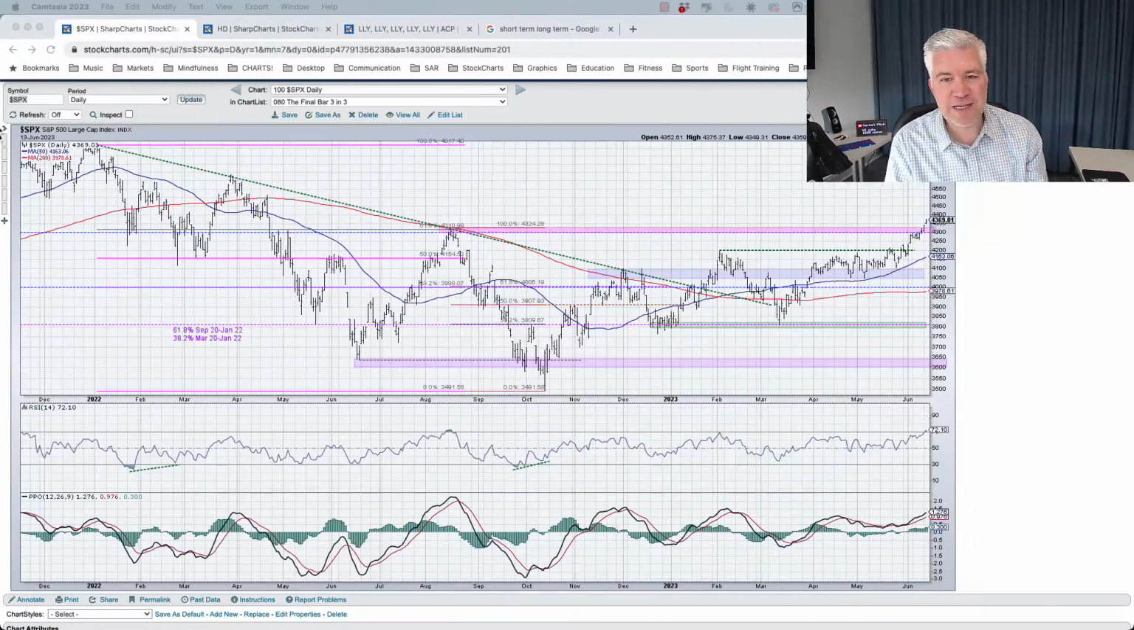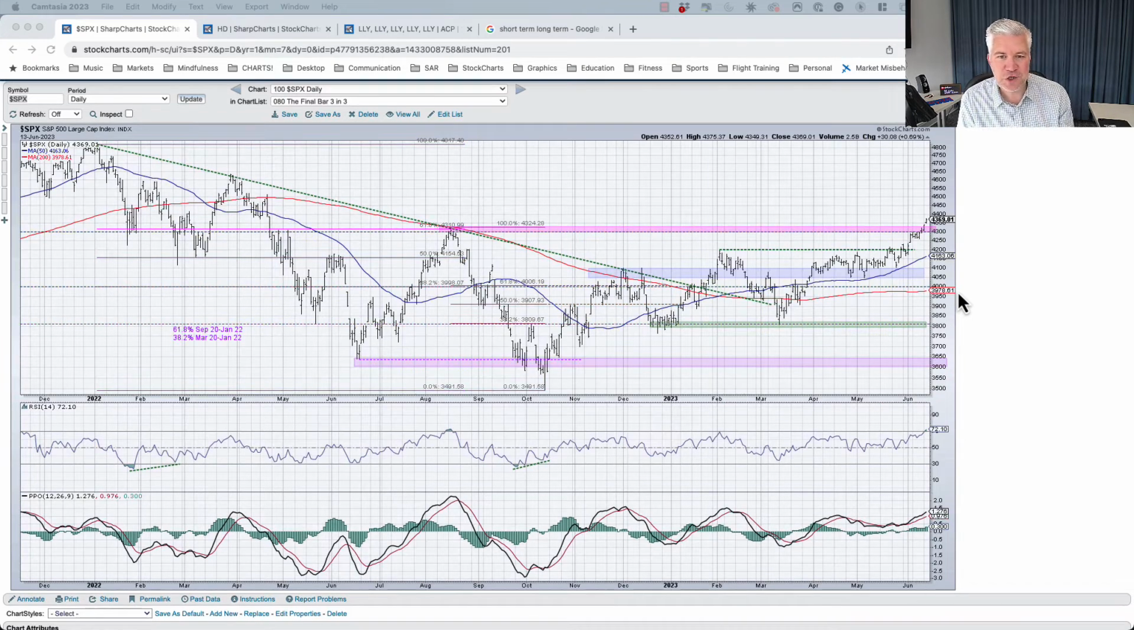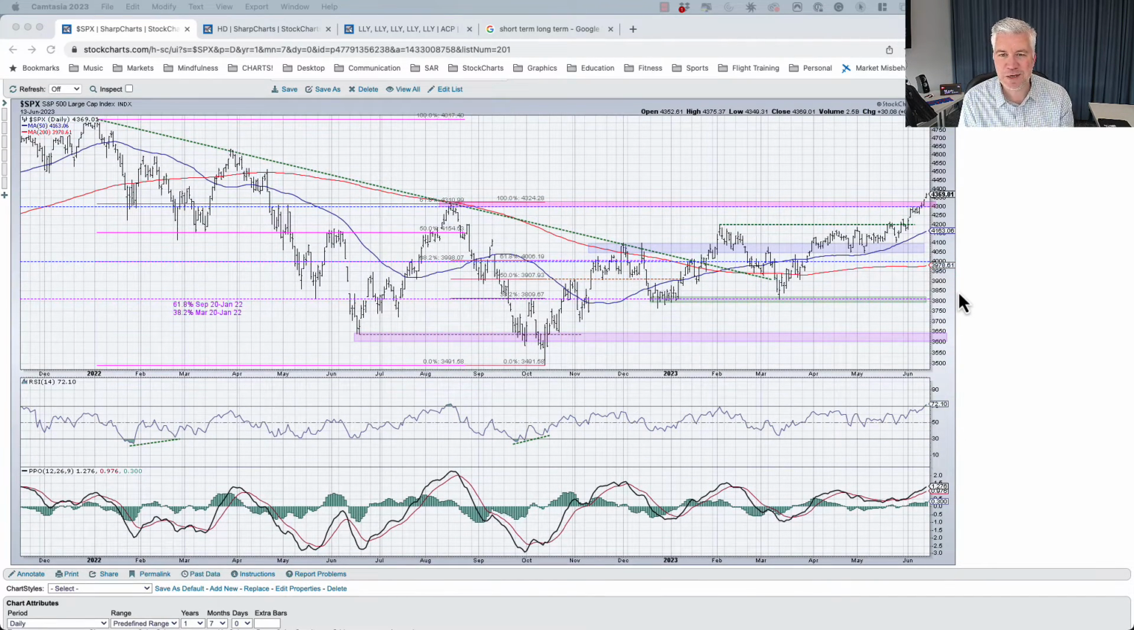Now here we're looking at my daily chart of the S&P 500. On my channel, I like to show really clean charts. I'm making a big exception today because I just want to show you down and dirty. This is the chart I'm actually using to analyze the S&P every day.